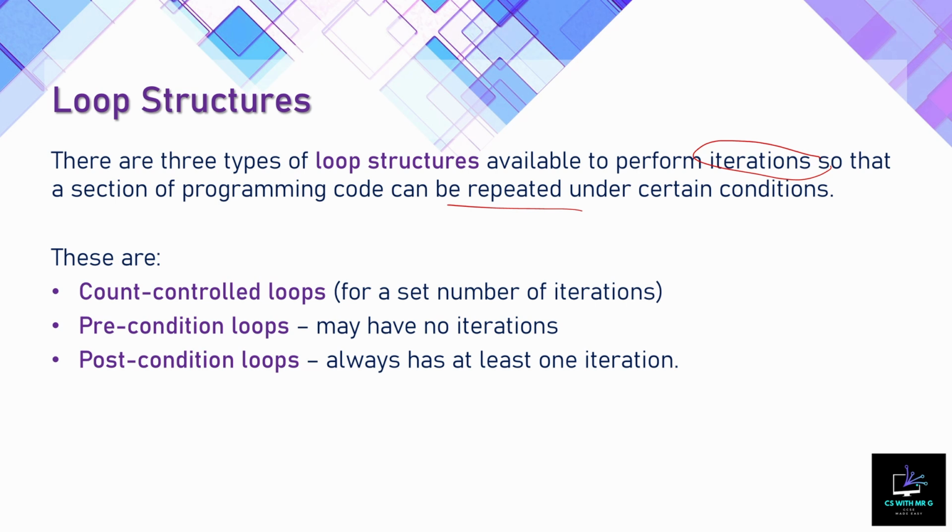If not, let's have a quick recap. We'll look at count-controlled loops, which are for a set number of iterations, so when we know how many times the loop should run. A precondition loop is when we check the condition first, which may have no iterations whatsoever, and a post-condition loop checks the condition after the loop and will always have at least one iteration. So they are the definitions of each loop, and then we'll look at how we create each loop in Python and run some sample code to see how it works.